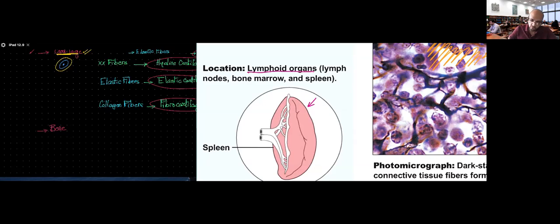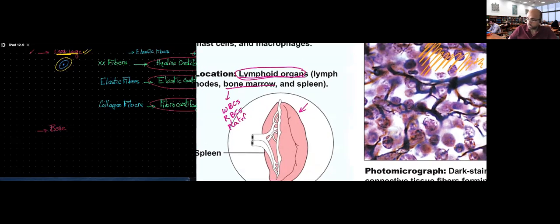In the bone marrow, for example, this is where I have all the stem cells responsible for the generation of white blood cells, red blood cells, and platelets. All those are produced from the stem cells located in your bone marrow. So reticular connective tissue is located in my lymphoid organs.